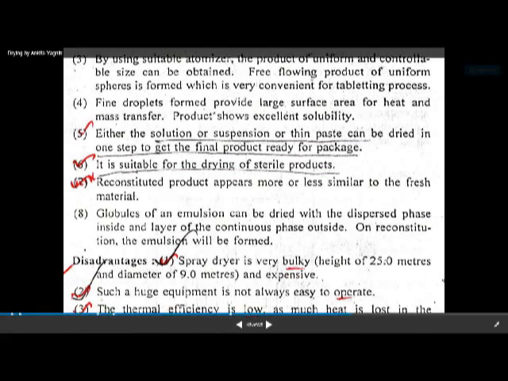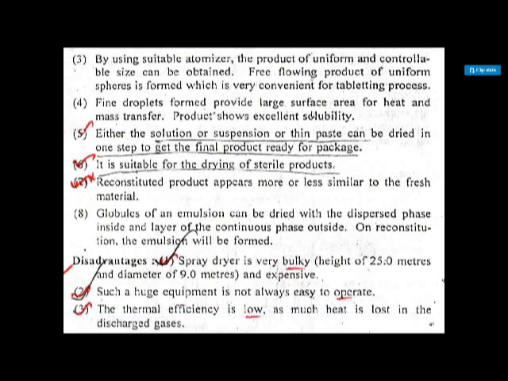And in disadvantages, the spray dryer is very bulky. Its height is more than 25 meters and diameter is more than 9 meters, and it is expensive also, and it is such a big, huge equipment. It is not easy to operate, and the thermal efficiency is low, as there is much heat loss in the discharge gases. These are the disadvantages of this spray dryer.